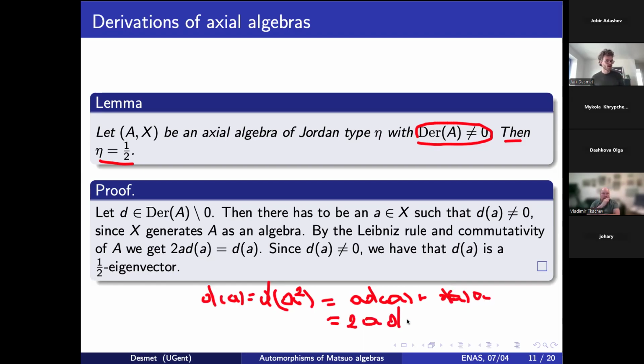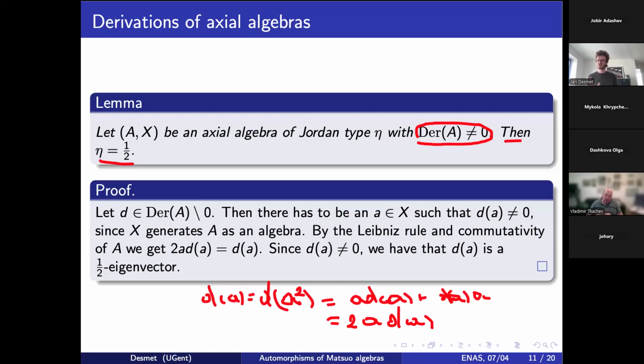Because we assume that da is not equal to 0, this is only possible when da is a 1/2 eigenvector, right? And we only asked for at most 3 eigenvalues, so 1, 0, or eta, and the only possibility then is that eta is equal to 1/2. So this tells you that when the parameter eta is different from 1/2, the only thing you can have is finite automorphism groups, while in parameter 1/2, some continuity is allowed, essentially.